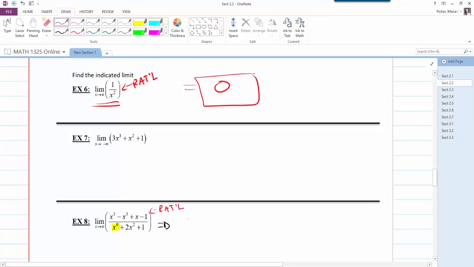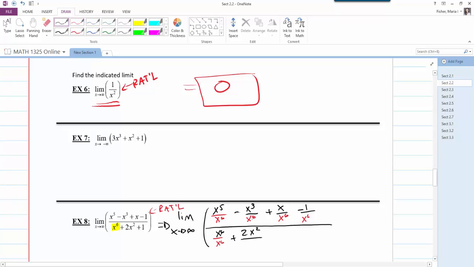So we're going to rewrite this as the limit as x goes to infinity of x to the 5th over x to the 6th minus x cubed over x to the 6th plus x over x to the 6th minus 1 over x to the 6th. And all of that gets divided by x to the 6th over x to the 6th plus 2x squared over x to the 6th plus 1 over x to the 6th.